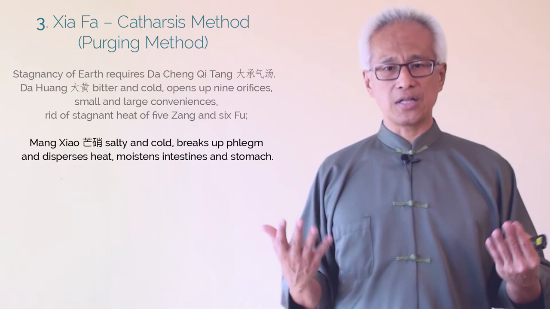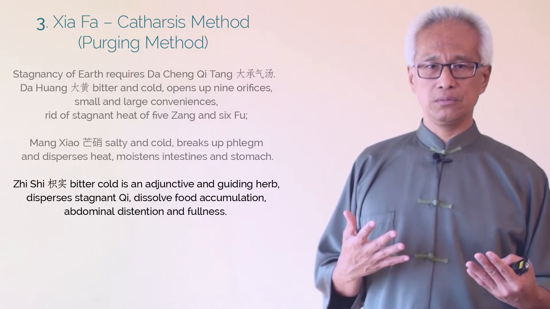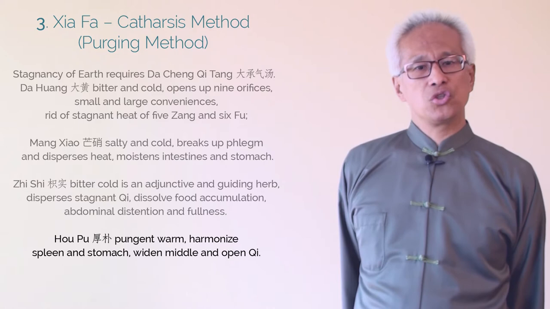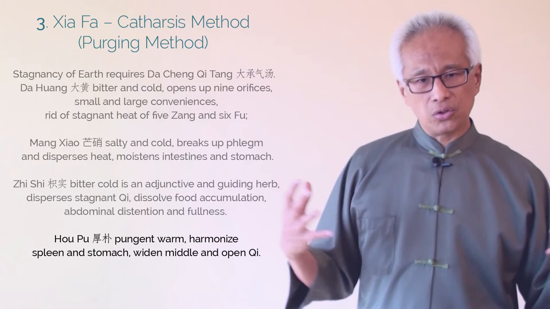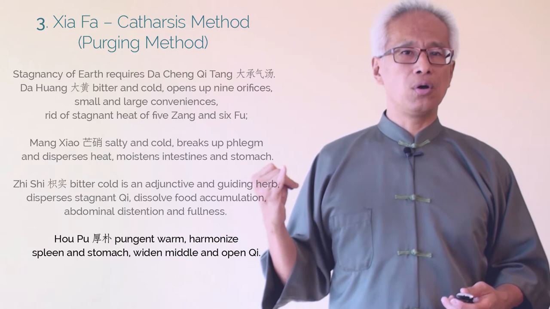Zhi Shi, for example, is bitter and cold. It's an adjunctive and guiding herb in this formula. It disperses stagnant qi, dissolves food accumulation, and it also can be used to treat abdominal distension and fullness. Houpu, for example, is pungent and warm, harmonizes spleen and stomach, widens the middle, soothes the middle, and opens the qi. So you can see these four major herbs, Da Huang, Mang Xiao, Zhi Shi, Houpu, form the basis of Da Chen Qi Tang.